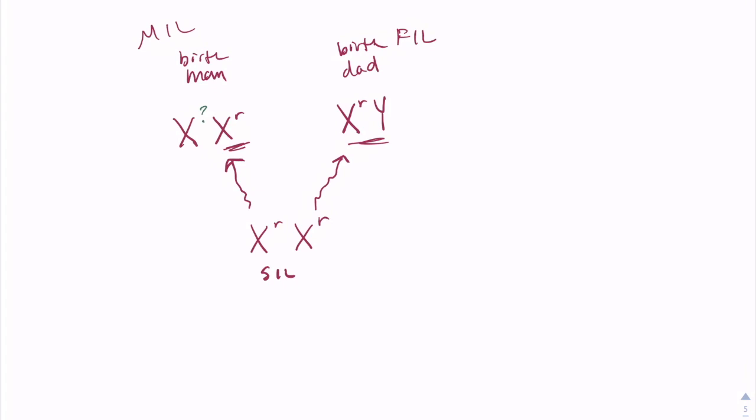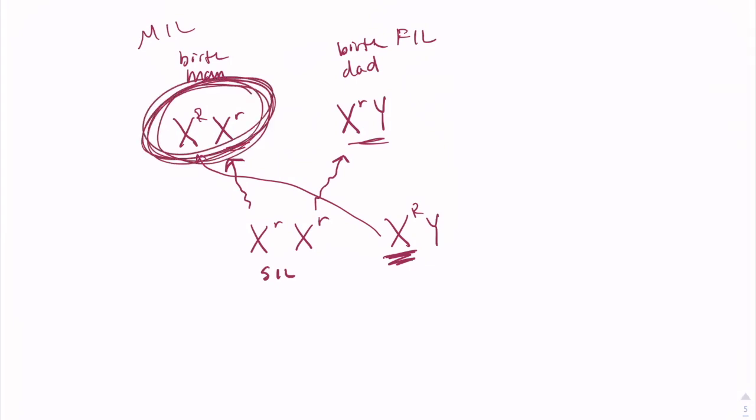Let's see, he's younger than my sister-in-law, so I'll put him over here. And I can tell you that my husband is not red-green colorblind. So he had to have inherited his X chromosome from his mother. So we know that my mother-in-law must have been heterozygous. So a true heterozygous. She must have been a carrier, but was not red-green colorblind, much to her glee. Or was she? Dun dun dun.